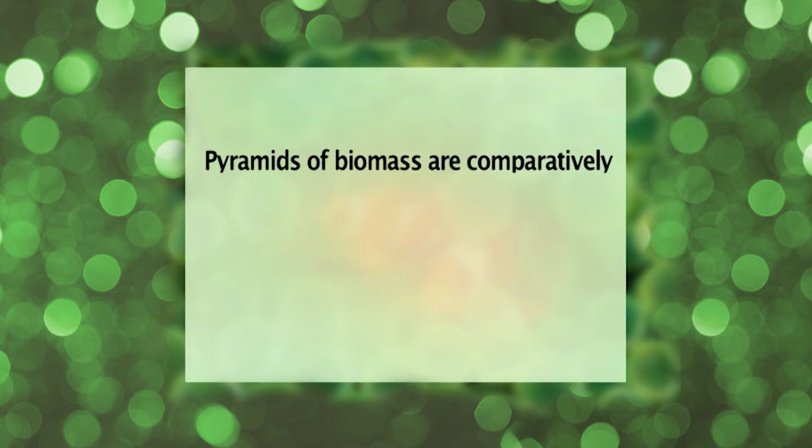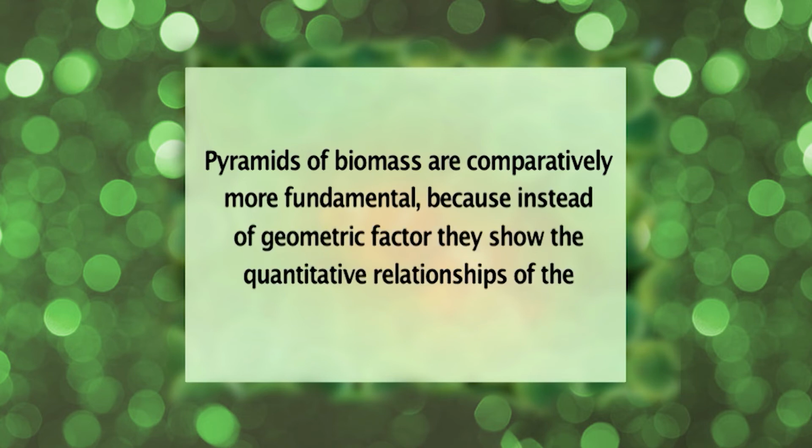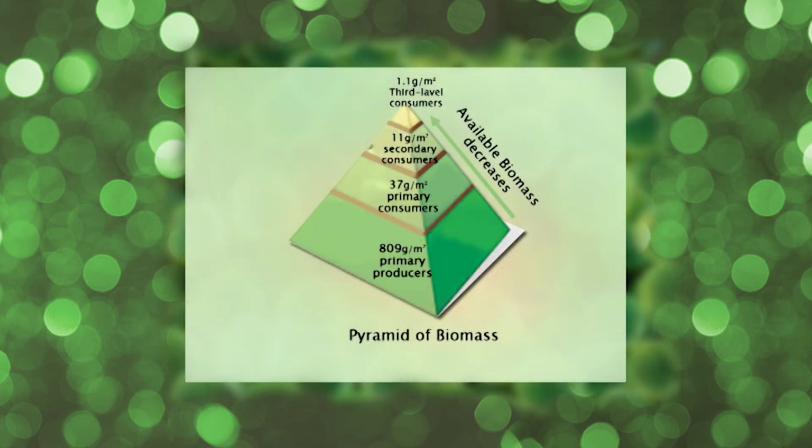Pyramids of biomass are comparatively more fundamental because instead of geometric factor, they show the quantitative relationship of the standing crops. In general, the pyramid of biomass gives the rough picture of the overall effect of the food chain relationships for the ecological group as a whole. The pyramid of biomass may be upright or inverted depending upon the type of food chain involved.